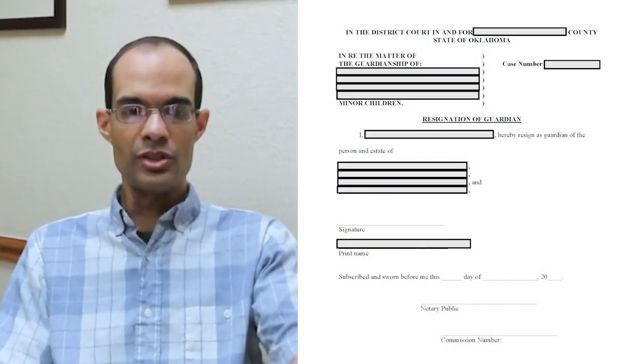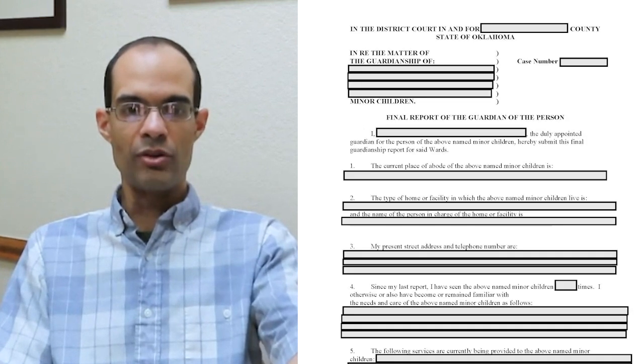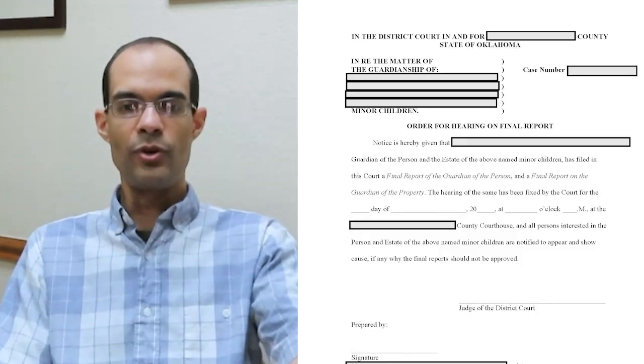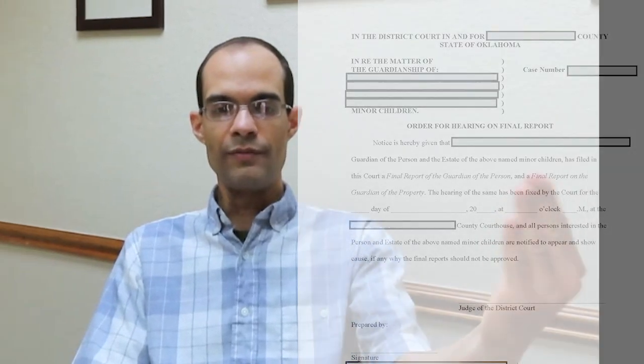Now I'll tell you how to relinquish guardianship if you are the guardian. There are 4 forms to fill out. 1 is the resignation form. 2 is the final report of the guardian of the person. 3 is the final report of the guardian of the property. 4 is the order for hearing on the final report. Fill out all these, and take the forms with you to the courthouse.